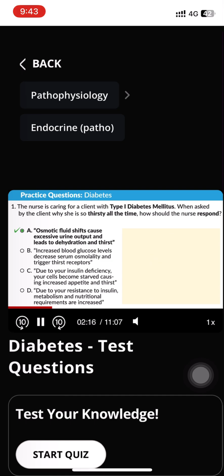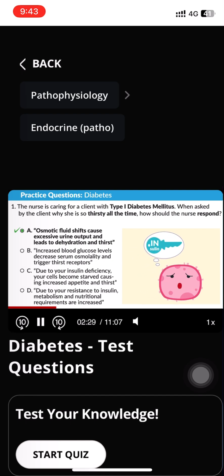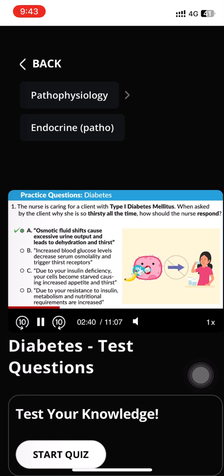Now, option C, also incorrect. Due to your insulin deficiency, your cells become starved, causing increased appetite and thirst. Now, this was very close, but it's incorrect. It's true that the cells do become starved from lack of glucose entering the cell, because remember, without insulin, there's no help to get sugar into the cell, but it doesn't account for the thirst.